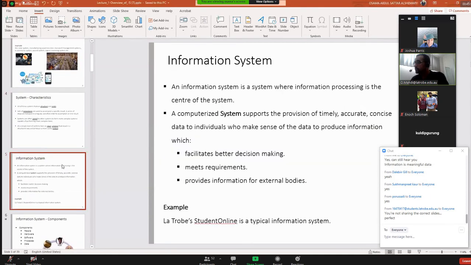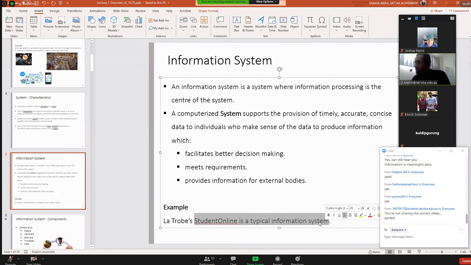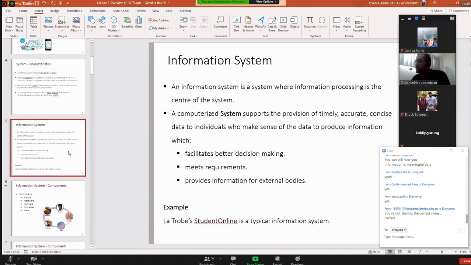So an information system is a system where information processing is the center of the system. Computerized systems support the provision of timely, accurate, and concise data to individuals who make sense of the data. An example of that, of course, is Laptop Students Online, which is typically an information system, and we will talk about this example later on in these slides.